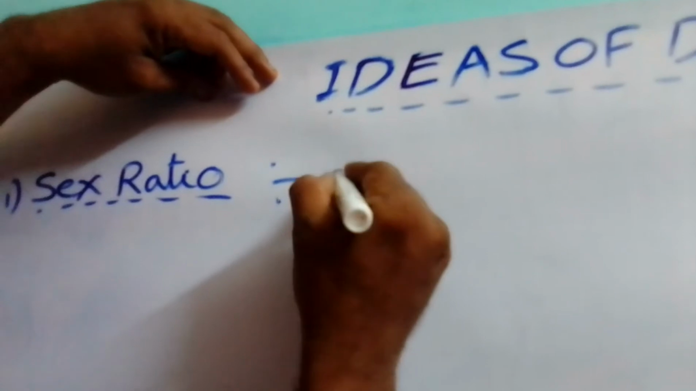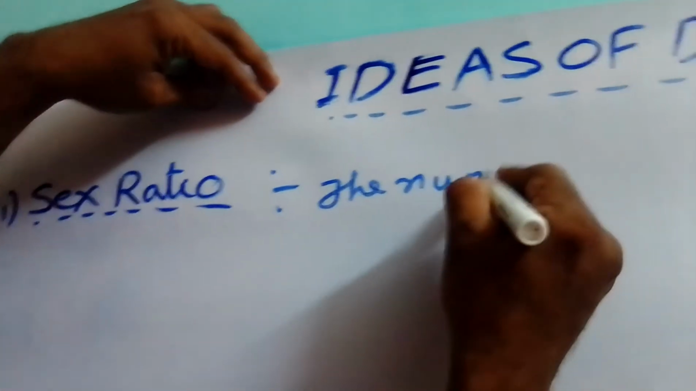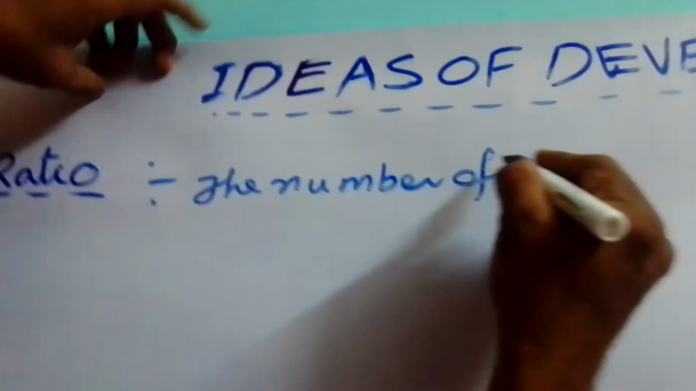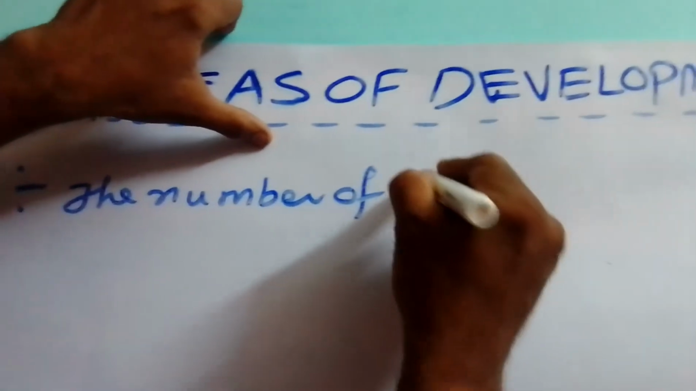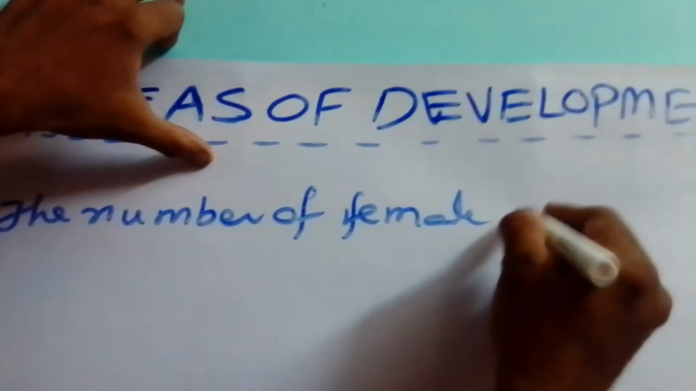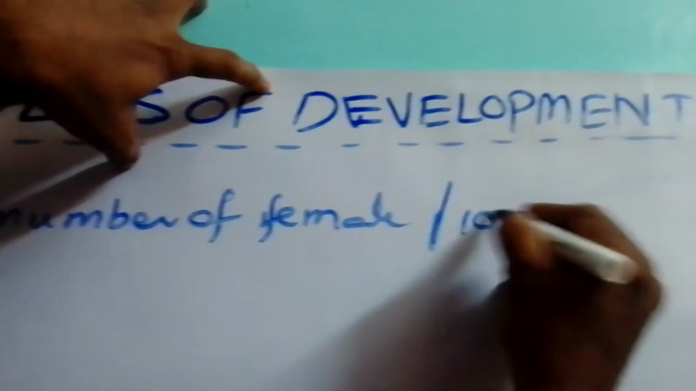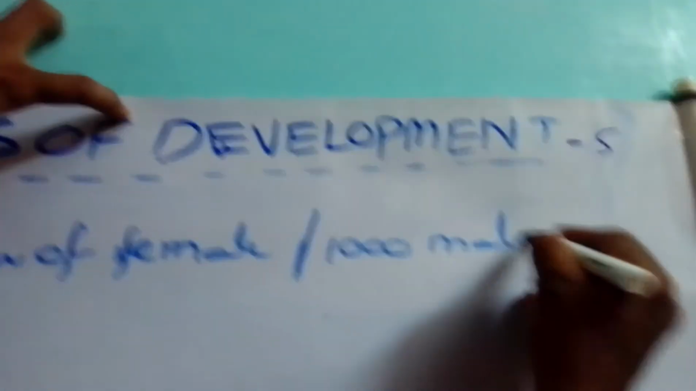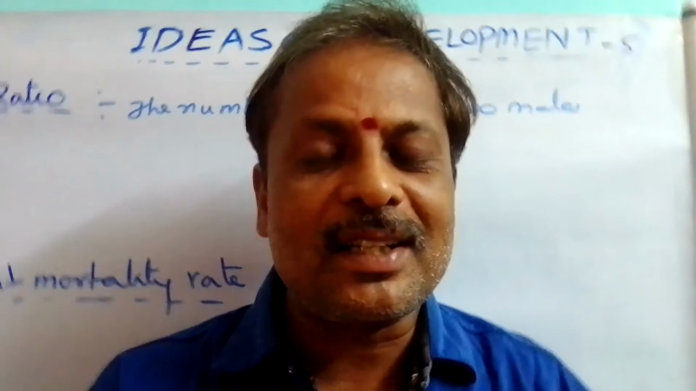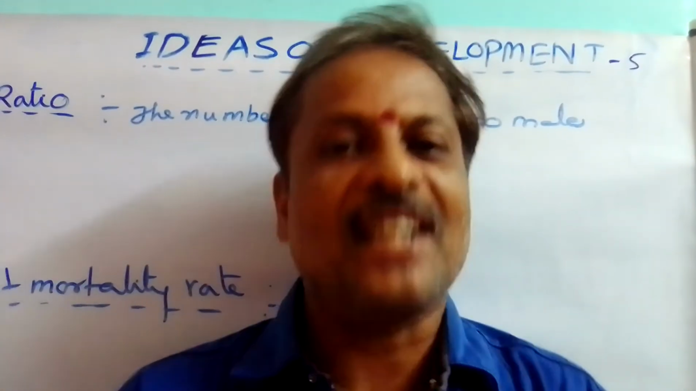The number of females per 1000 males is to be called sex ratio.